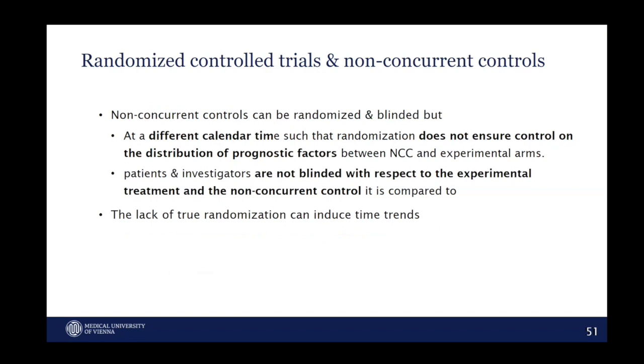However, non-concurrent control data also have been randomized and were blinded, but at a different calendar time, such that randomization does not ensure control on the distribution of prognostic factors between the non-concurrent control data and experimental arms, and patients and investigators are not blinded with respect to the experimental treatment and the non-concurrent control it is compared to. So there's a lack of true randomization, which can induce time trends.